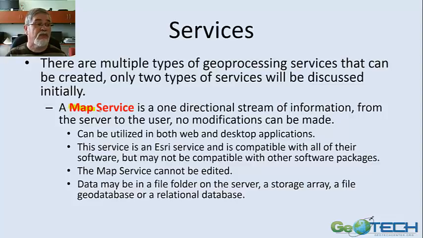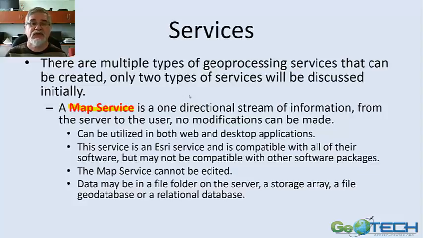One of them is known as a map service, and a map service is a one-directional stream of data. So we can read the information from the service, but we cannot edit the information in the service. So whatever the symbology, the zoom levels, the labeling that was created by the author of the service is what we're stuck with. And so this makes a very good layer in which it's just basic information.